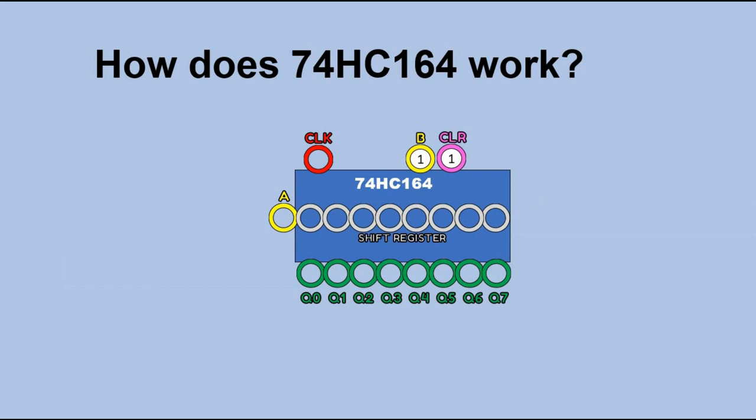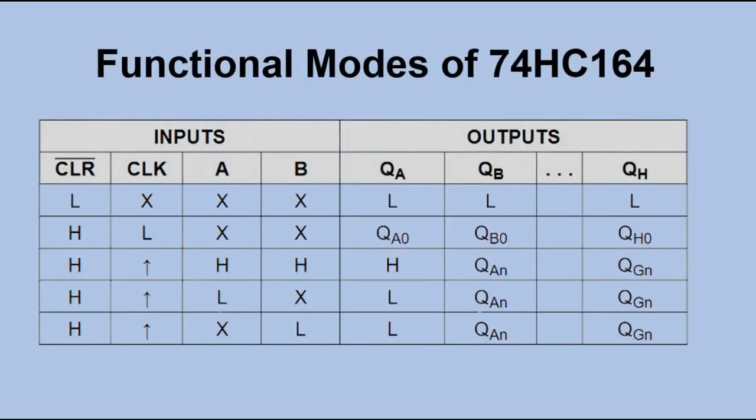There is no dedicated overflow pin. If we are planning to daisy chain several shift registers, we use the Q7 output pin as the overflow pin and connect it to input pin A of the next shift register. Let's look at the functional modes of the 164 chip as they are defined in the chip data sheet. Looks complicated? Let me break this down for you.